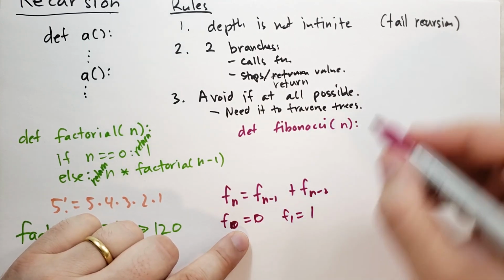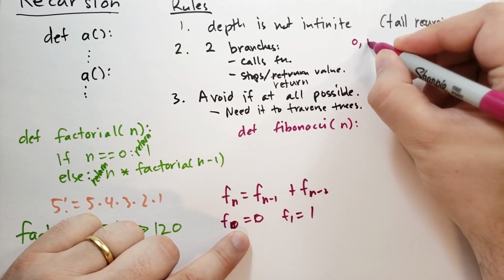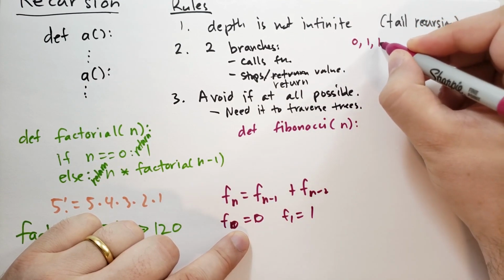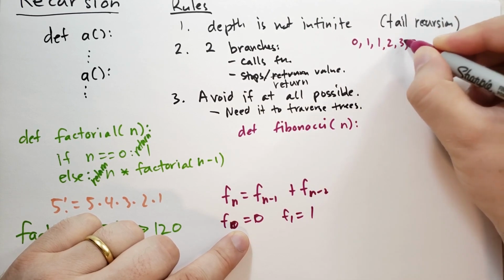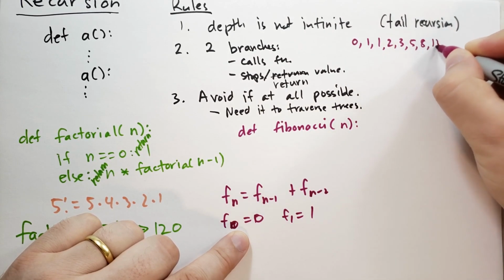Let me just write this out over here. So it starts with 0, then 1, and then 1 plus 0 is 1, and then 1 plus 1 is 2, 2 plus 1 is 3, 3 plus 2 is 5, 5 plus 3 is 8, 8 plus 5 is 13, and so on.